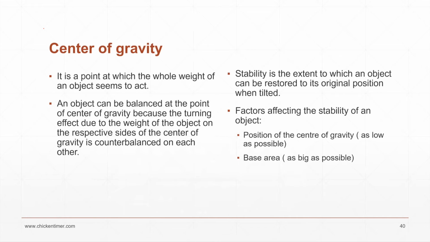Okay. So you have CG. For regular objects, CG is often in the center. So we say that an object is stable or not stable, right? Stability means whether the body can go back to its original position when you tilt it. So factors affecting stability: the position of the center of gravity should be as low as possible, then the object is stable. Then if the base area is as big as possible, you can get a stable object.